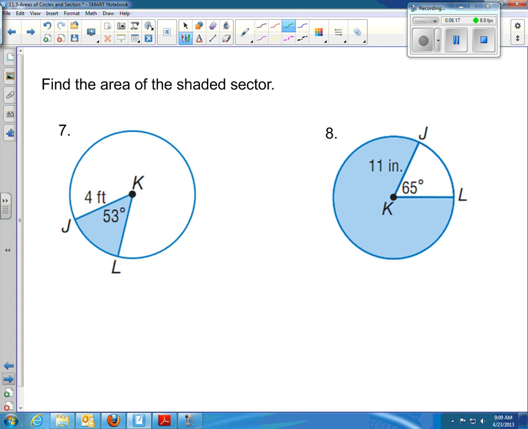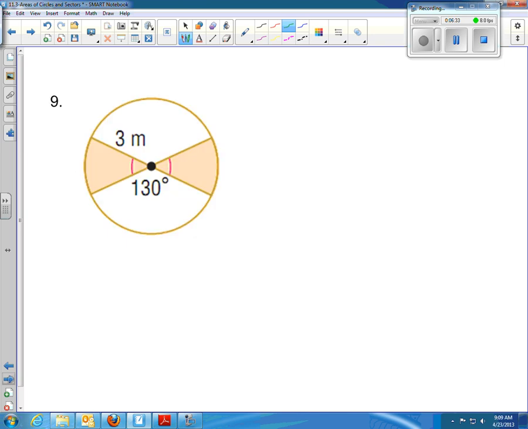All right, we have 2 more here. I want you guys to try 7 on your own, and I'm going to have you guys do 8 also, but I just want to point out here, 65 is the unshaded area, and we want to know the shaded sector. All right, so keep that in mind when you're figuring that one out.